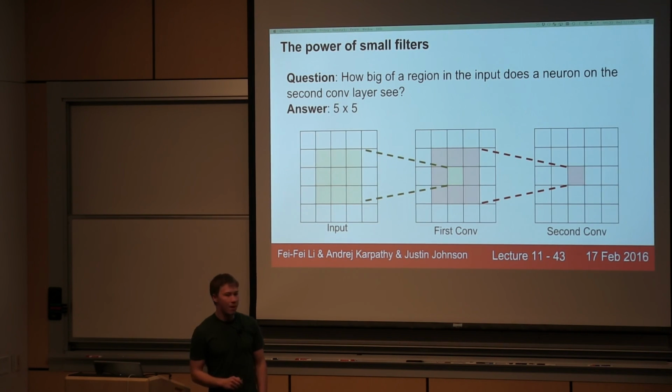But this is a 5x5, and it's pretty easy to see from this diagram why. This neuron after the second layer is looking at this entire volume in the intermediate layer. In particular, this pixel in the intermediate layer is looking at this 3x3 region in the input. So when you look at all 3 of these, this neuron in the third layer is actually looking at this entire 5x5 volume in the input.